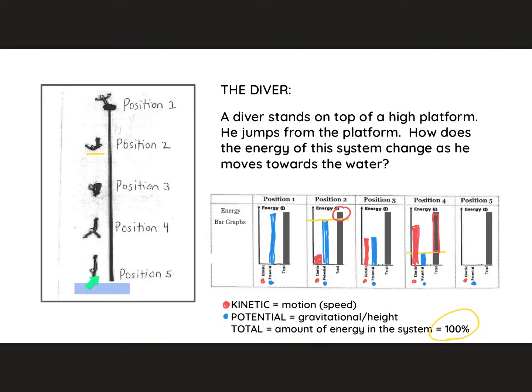At position number 5, all of the gravitational potential energy has been converted into kinetic energy as he enters the water. Therefore, we are going to draw the kinetic energy bar equal to the total. So if we look carefully at our energy conversion graph, you will notice that as gravitational potential energy decreased, the kinetic energy increased.